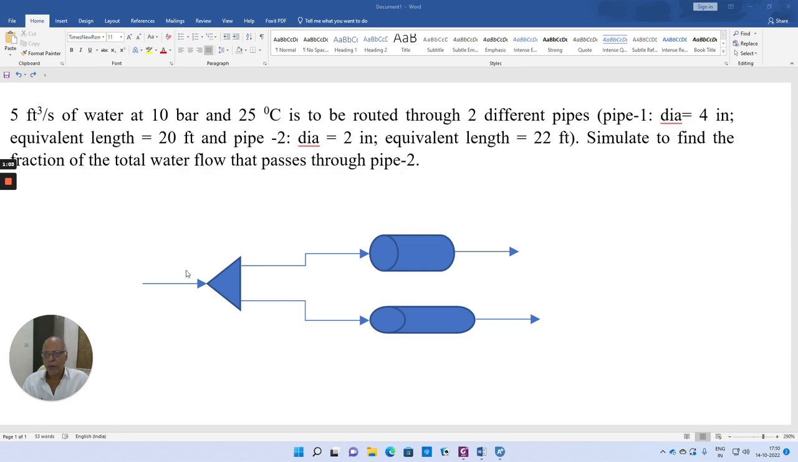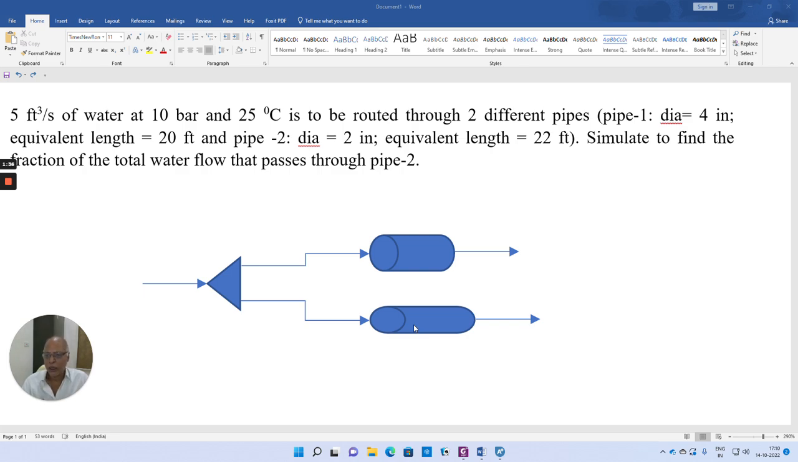So 5 cubic feet per second of water at 10 bar and 25 degrees centigrade is to be routed through two different pipes. Pipe 1 has a diameter of 4 inch and 20 feet length, whereas pipe 2 is having 2 inch diameter and 22 feet. So the input flow of 5 cubic feet per second of water, how much part of this should be sent through pipeline 1, and obviously the remaining will go into pipeline 2.